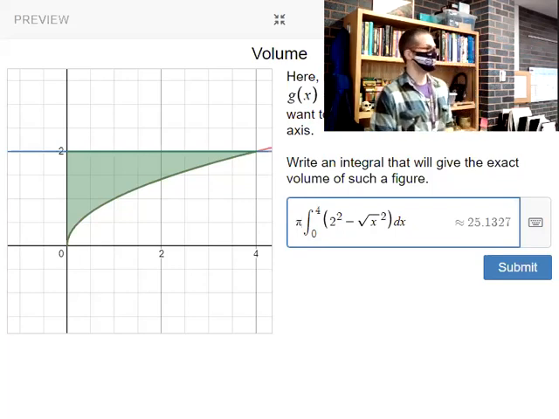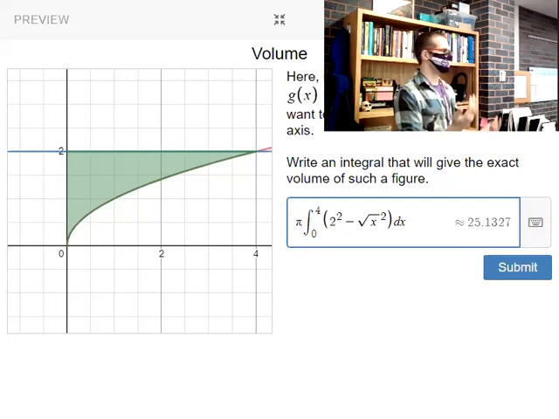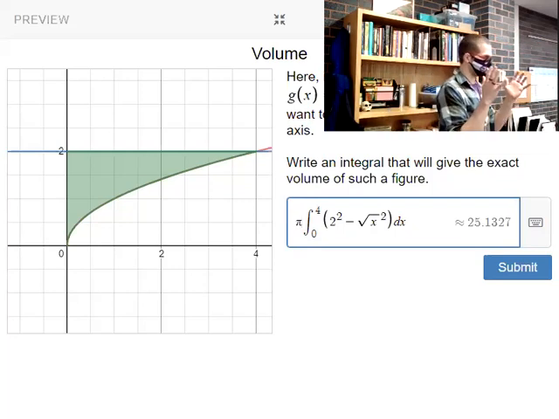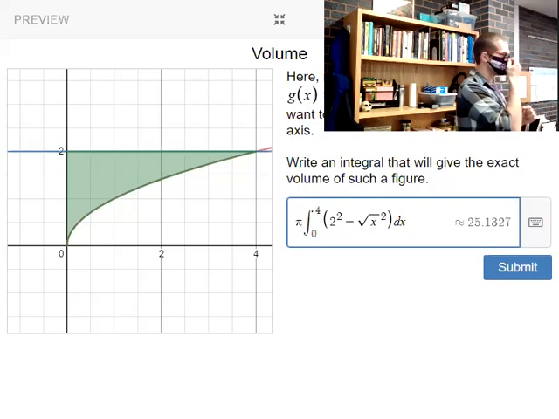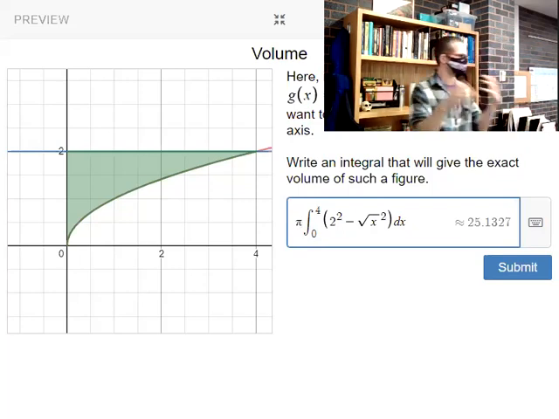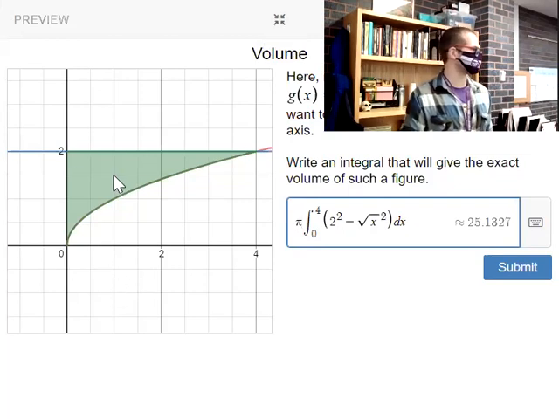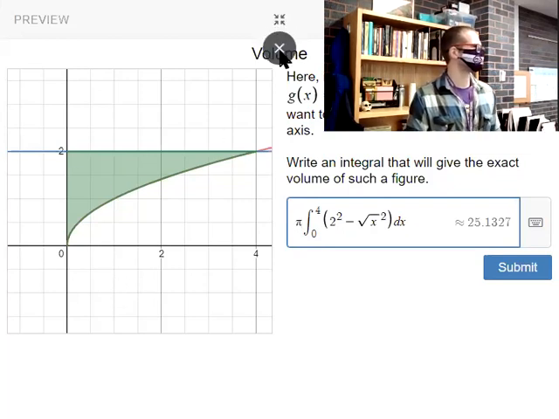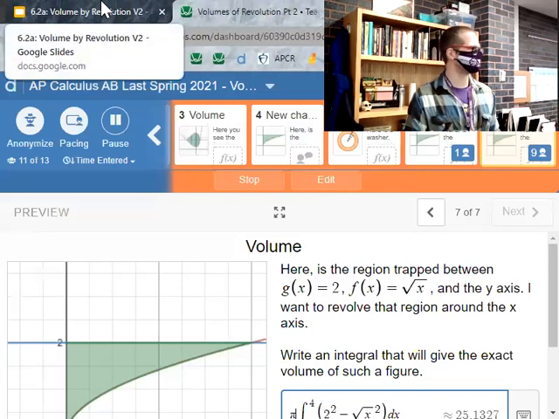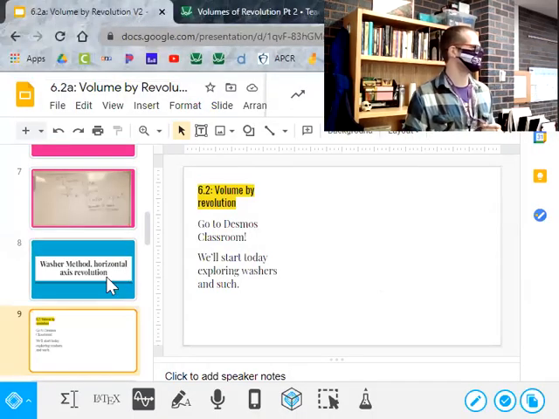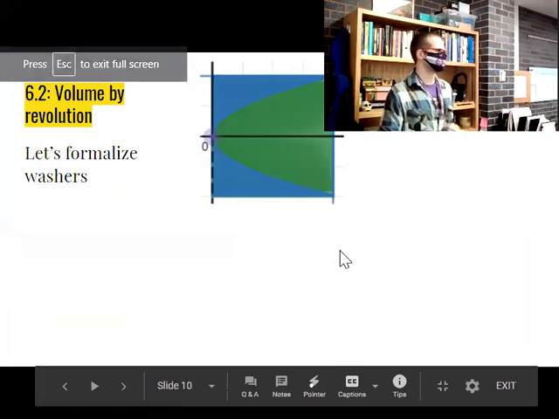So that's our new thing today, looking at things that have cross sections that are washers. We can keep looking at it this way. I have a couple of ways we're going to keep using this region, and I'm going to connect it back to good old representative rectangle, which I think is a funny joke. It's funny in my head, but I'm not sure it's super great.